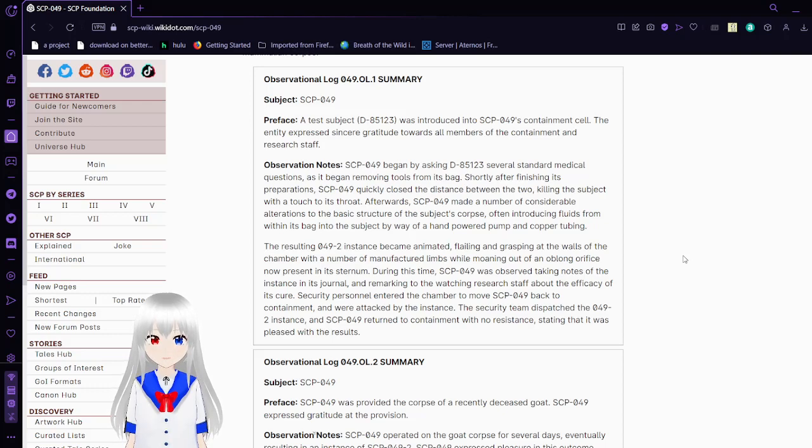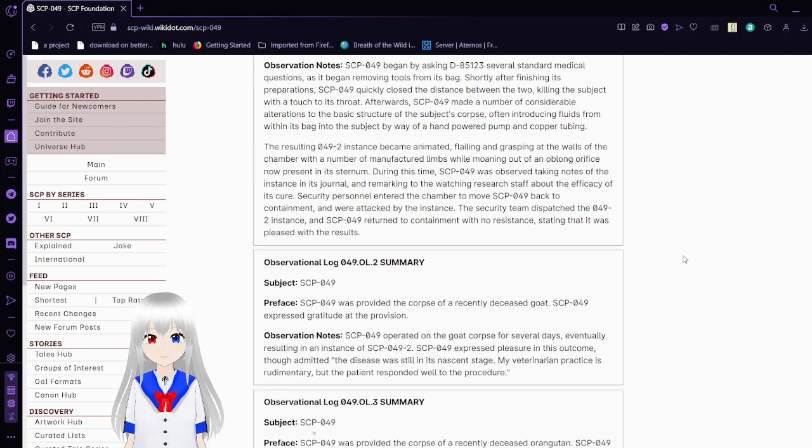Afterward, SCP-49 made a number of considerable alterations to the basic structure of the subject's corpse, often introducing fluids from within its bag into the subject by way of a hand-powered pump and copper tubing. The resulting SCP-492 instance became animated, flailing and grasping at the walls of the chamber with a number of manufactured limbs while moaning out of an oblong orifice now present in its sternum. During this time, SCP-49 was observed taking notes of the incident in its journal, remarking to the watching research staff about the efficacy of its cure.